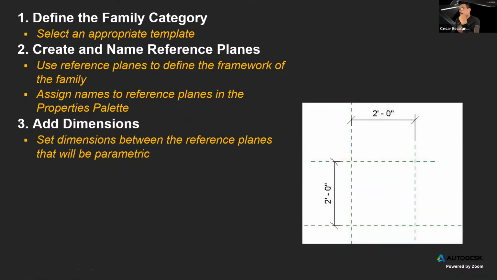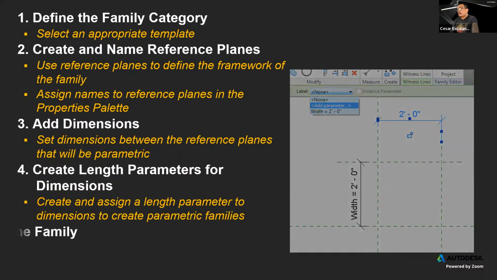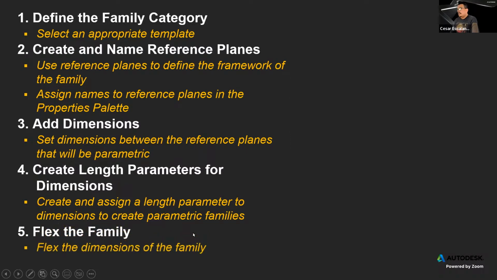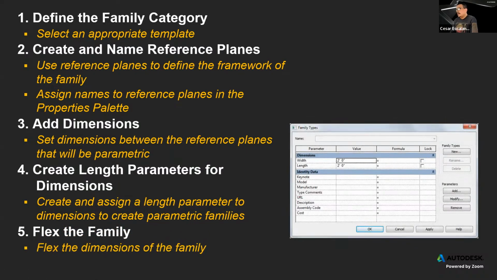Give them a name to be able to display them as a working plane. And then we define the behaviors. The behaviors are how the family is going to flex. In order to create a behavior, we use labels, and a label can only be created when you place dimensions. So we place dimensions between the reference planes in order to define behaviors, or to provide a parametric behavior. That's what a length parameter means. A length parameter allows me to create a label that is parametric.